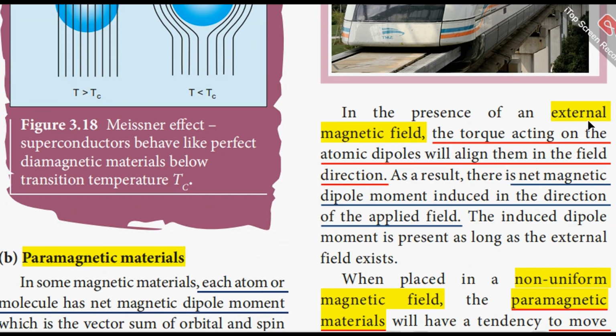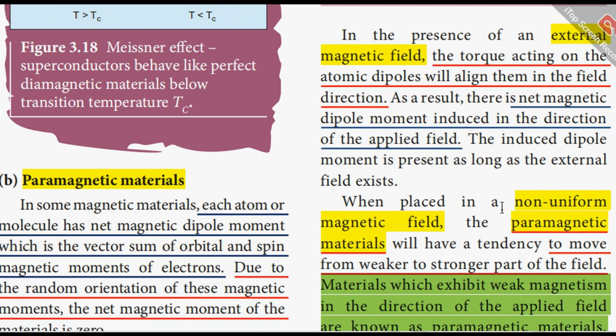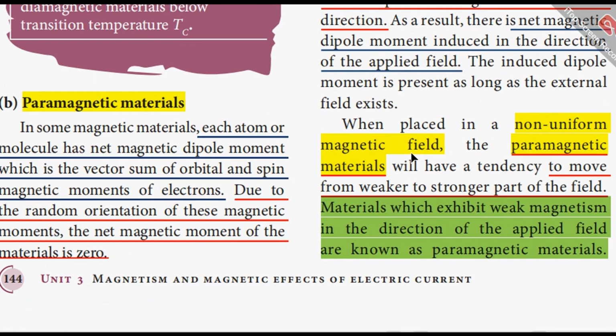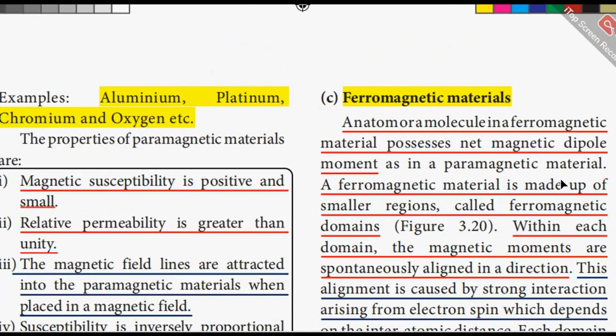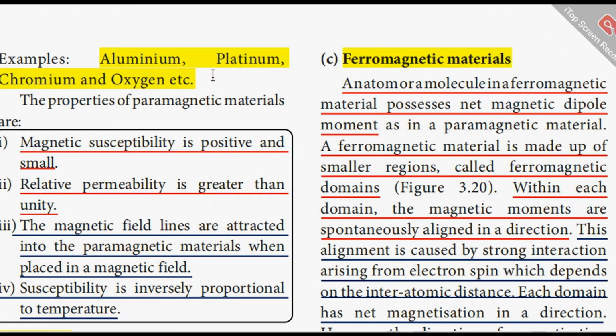Here, in the presence of an external magnetic field, the torque acting on the atomic dipoles will align them in the field direction. As a result, there is a net magnetic dipole moment induced in the direction of the applied field. The induced dipole moment is present as long as the external field exists. When placed in a non-uniform magnetic field, the paramagnetic materials will have a tendency to move from the weaker to the stronger part of the field. The materials which exhibit weak magnetism in the direction of the applied field are known as paramagnetic materials. The examples for paramagnetic materials are aluminum, platinum, chromium, and oxygen, etc.